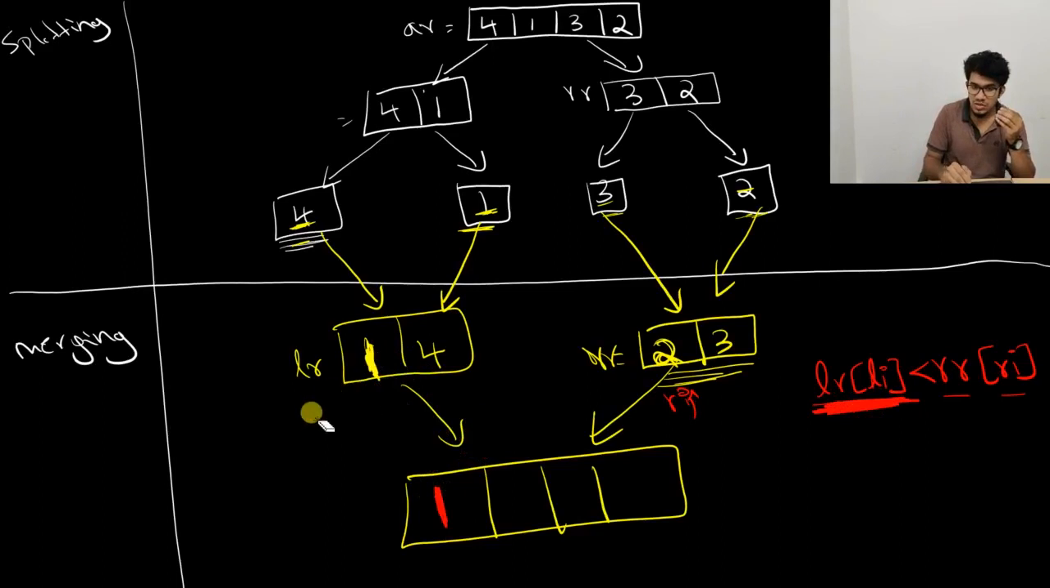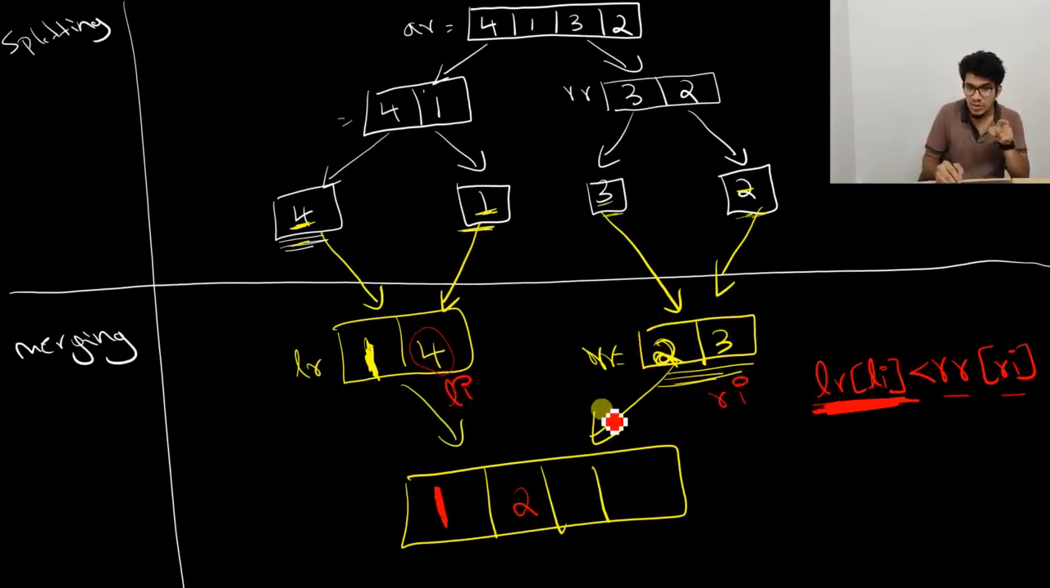Then as soon as you store this, don't you think Li will increment? Yes, your Li will increment here, but Ri will not increment. Ri will only increment if it stores the element here. Now to compare, is 4 smaller or 2 smaller? 2 is smaller, so store that 2 here. But as soon as you store it, your Ri should increment like this.